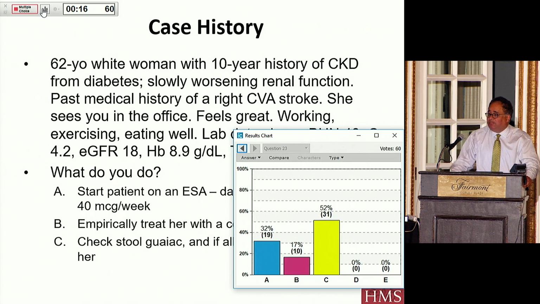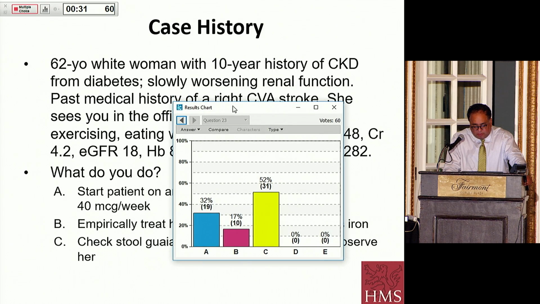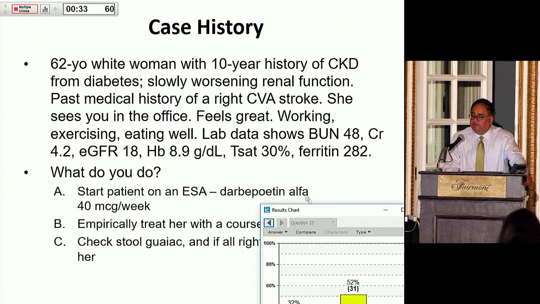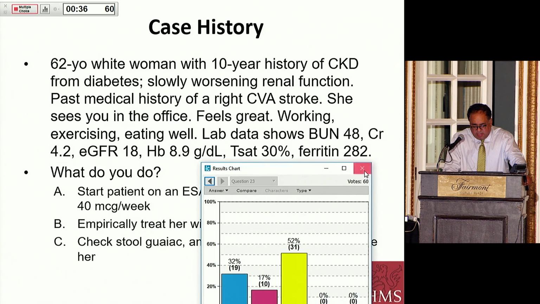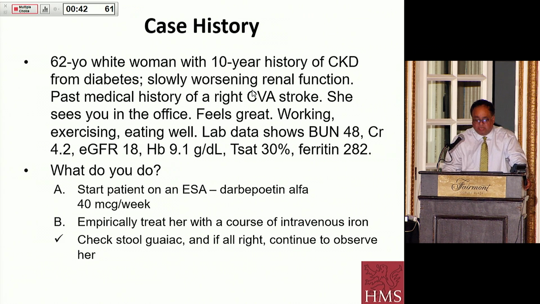So it's a useful question, right? I don't think anybody agreed. 32% thought you start the patient on an ESA. 17% thought that we should treat her with a course of intravenous iron. And 52% thought that you should just leave her alone, right? And the correct answer to this is you check a stool guaiac.